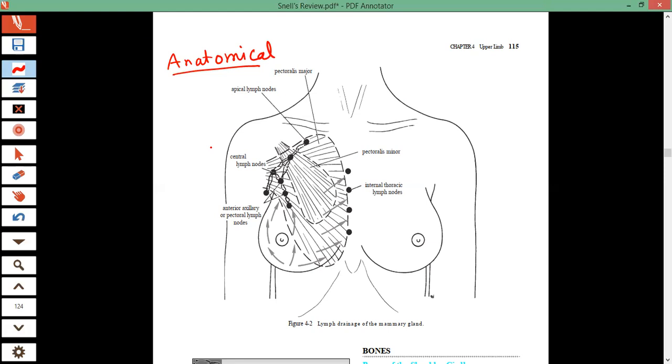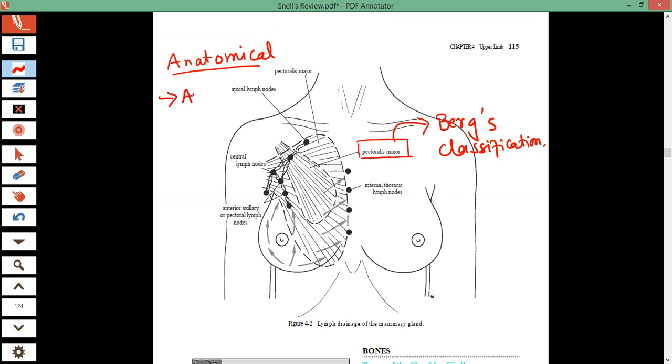Okay. Then there is another classification of lymphatic drainage in relation to this muscle, that is known as pectoralis minor muscle, and that is known as Berg's classification. Okay. So you must know two classifications of lymph nodes. Number 1, anatomical classification. The anatomical classification, see here.